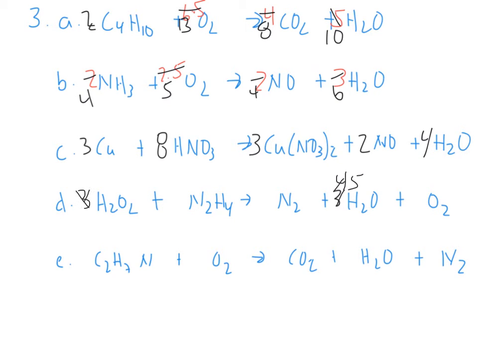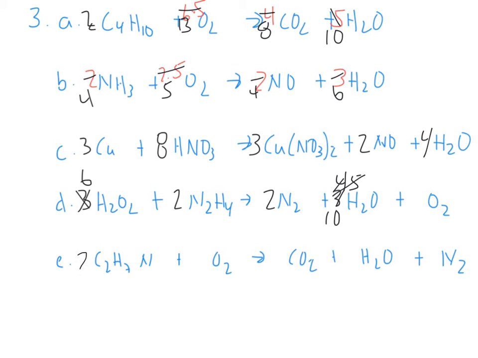But eventually you're going to come upon 6H2O2 plus 2N2H4 plus 2N2, and this eventually is going to become 10 to get it balanced. And the O2 doesn't become part of the balancing at all. The last one, C2H5N, is actually fairly easy.